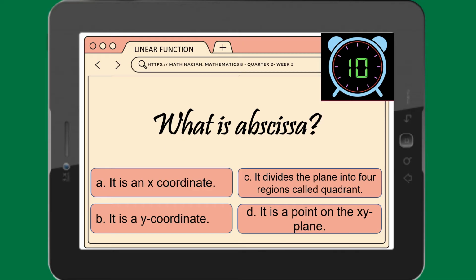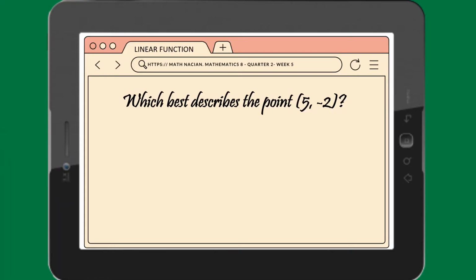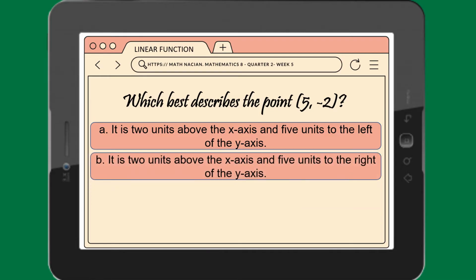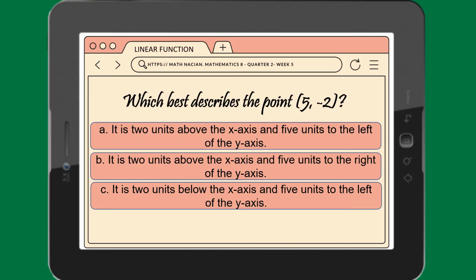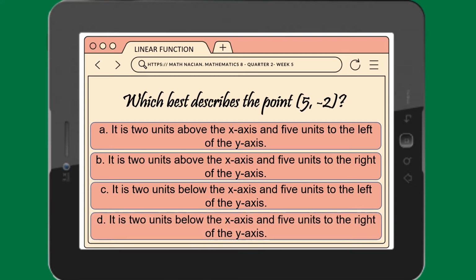Okay, time's up. If you answered letter A, you are correct. Very good. Let's have question number 2. Which best describes the point 5, -2? A. It is 2 units above the x-axis and 5 units to the left of the y-axis. B. It is 2 units above the x-axis and 5 units to the right of the y-axis. Letter C. It is 2 units below the x-axis and 5 units to the left of the y-axis. Or letter D. It is 2 units below the x-axis and 5 units to the right of the y-axis.